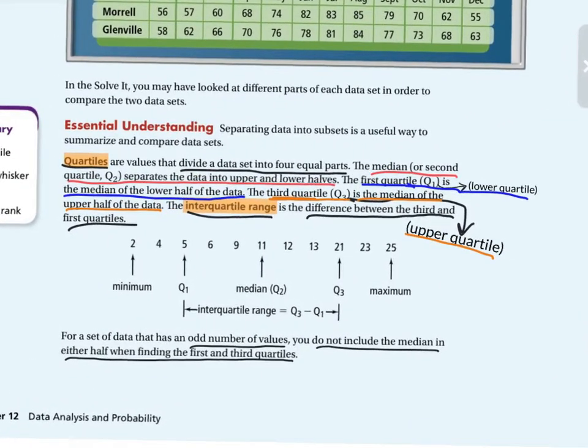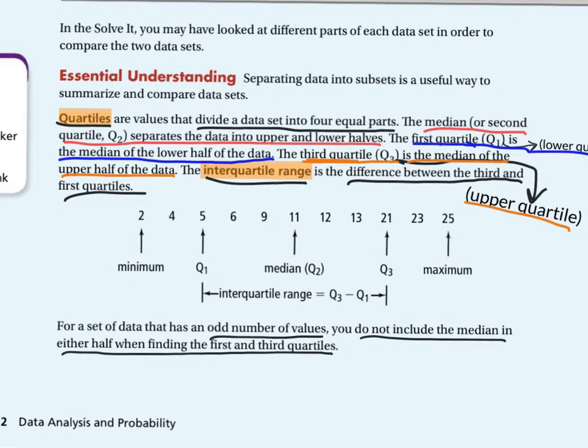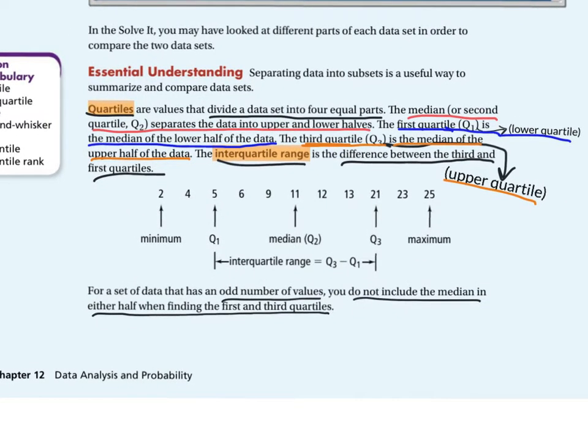One thing I wanted to make sure I did mention though is what's called the interquartile range. So interquartile range is the difference between the third and the first quartiles. Once we found our median, our lower quartile, and our upper quartile, then we can find our interquartile range. So interquartile range basically tells us how spread out the middle 50% of the data is.